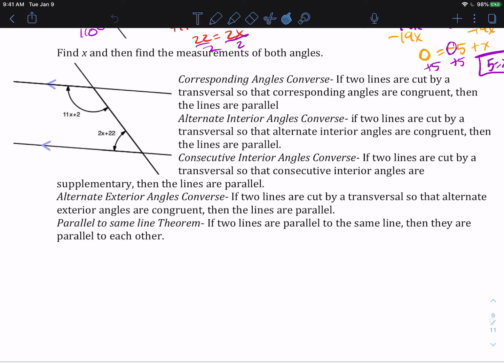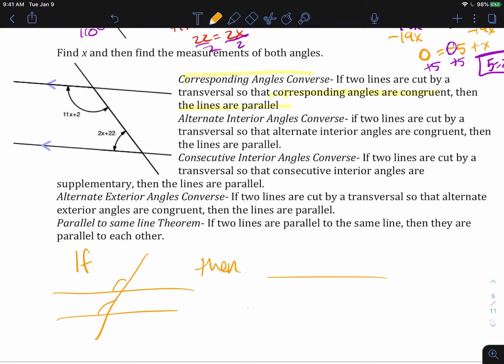So first we have the corresponding angles converse. If we have two lines that are cut by a transversal and we know the corresponding angles are congruent, then we know the lines are parallel. So again, we're going backwards. If we know that these are congruent, then we know that the lines are parallel. Remember that the arrows on the lines mean that they are parallel. Okay? So if we know the corresponding angles are congruent, then we know that the lines are parallel.